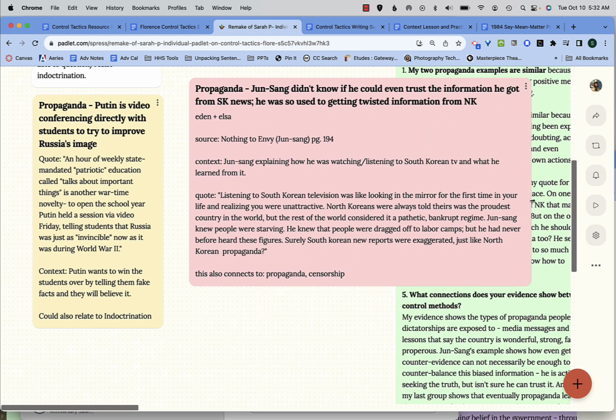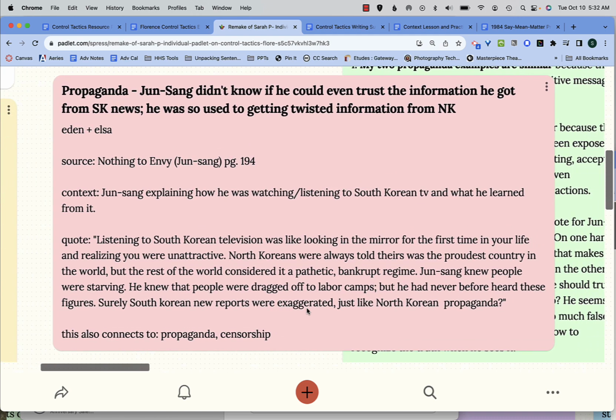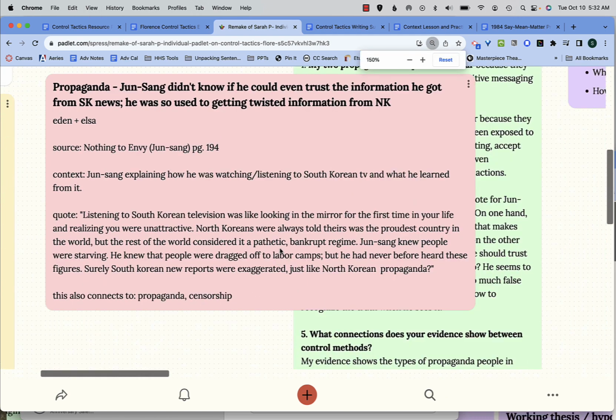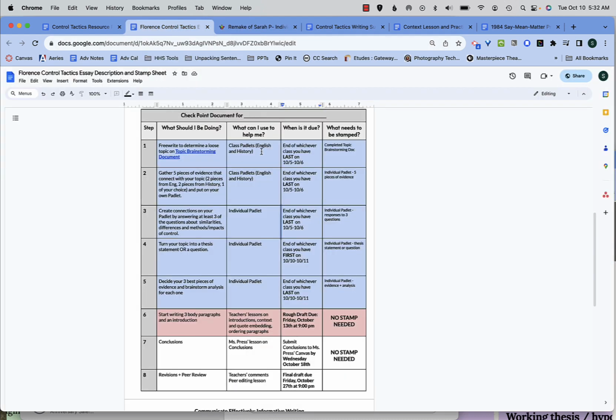I'm going to make mine big. So I'm going to show you how I would work with this single piece of evidence. You're going to do this process several times. So you need your Padlet out. You also should have your stamp sheet out. You've done all of these steps already. You've already gotten stamped off for steps 1 through 5. You are now on step 6.